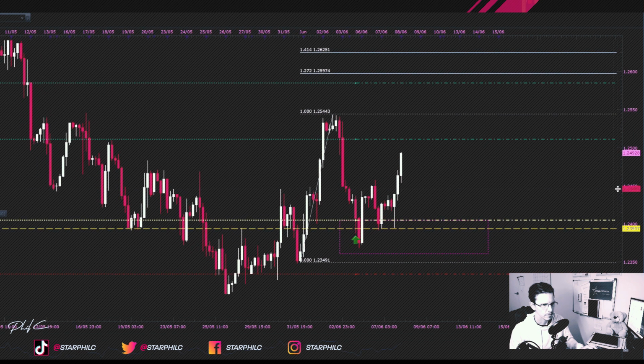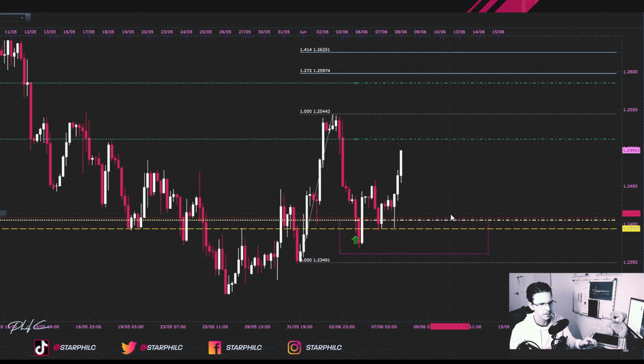Pound dollar, the same thing. So we came up, we came back down, getting involved in this buy zone right here. Looking left at structure. Okay, we've got structure here, here, here, here, and here. Again, that's where price action is most likely to react to.